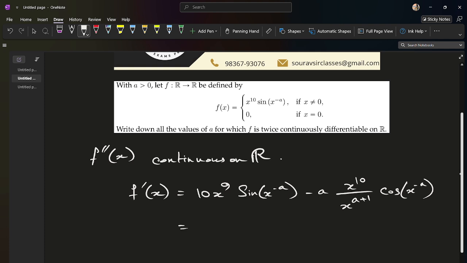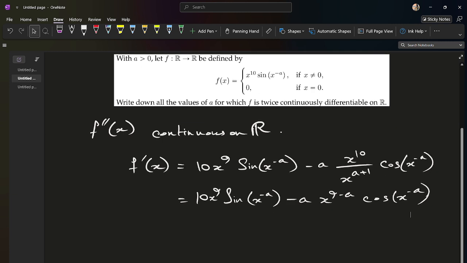Okay, so after that what will we get? We have 10 x to the power 9 sine x to the power minus a, and we will get minus a into x to the power 9 minus a, because 10 minus 1 is 9, and our cos of x to the power minus a. Okay, so now we got these things.